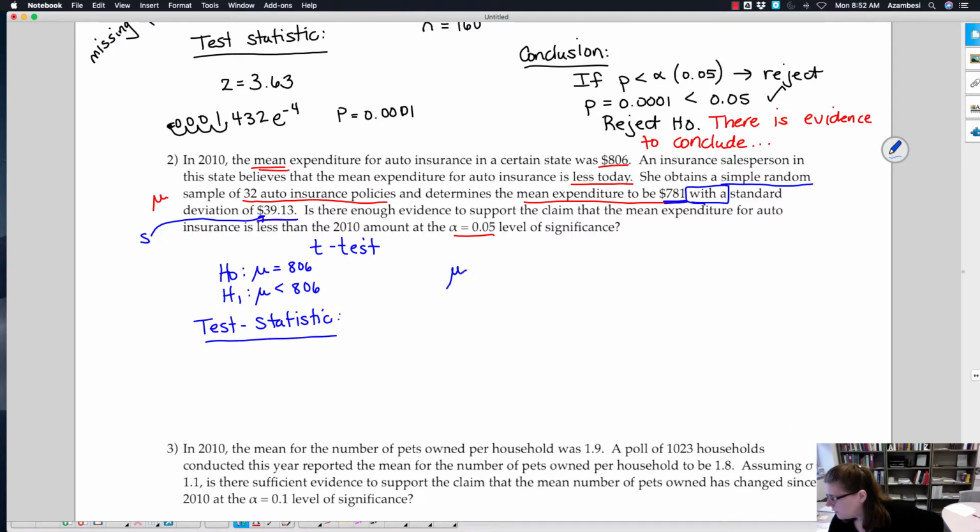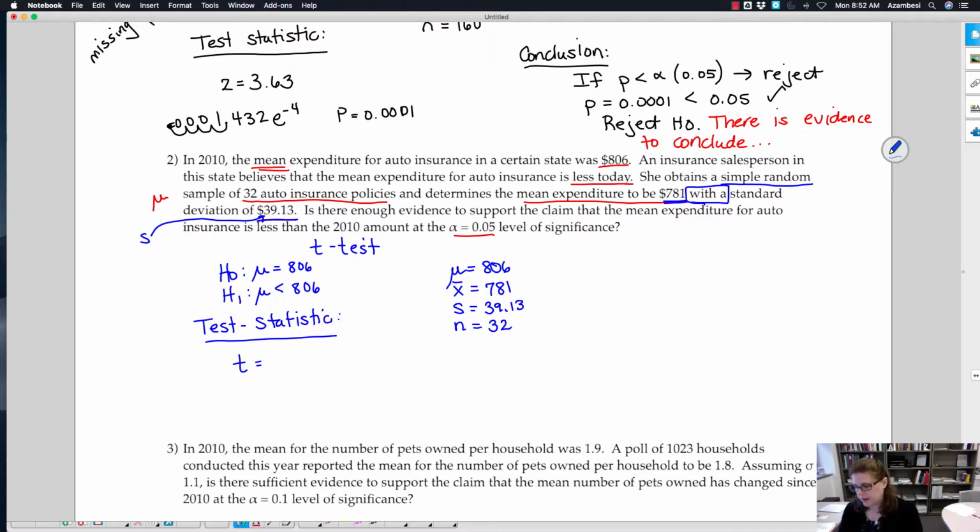We need mu, that's the number from the population. We need x bar, that's the number from our sample. We need s, and we need n, our sample size. So picking out the information from the problem, mu is 806, our x bar is 781, standard deviation 39.13, and our n is 32.